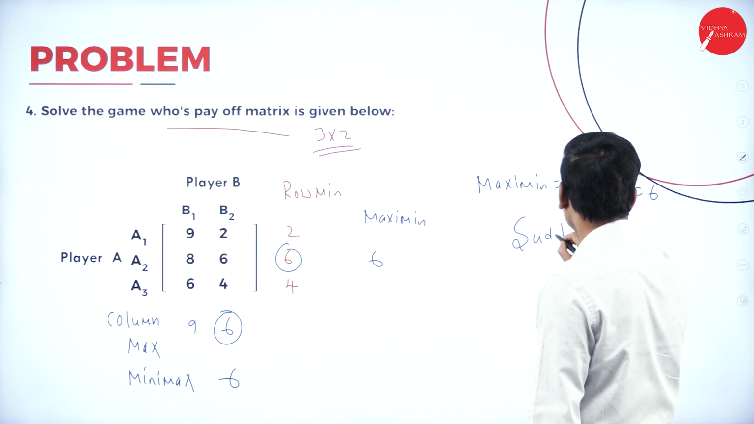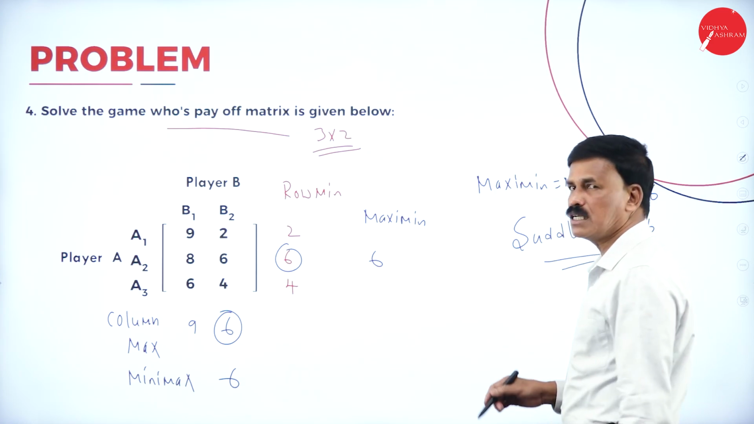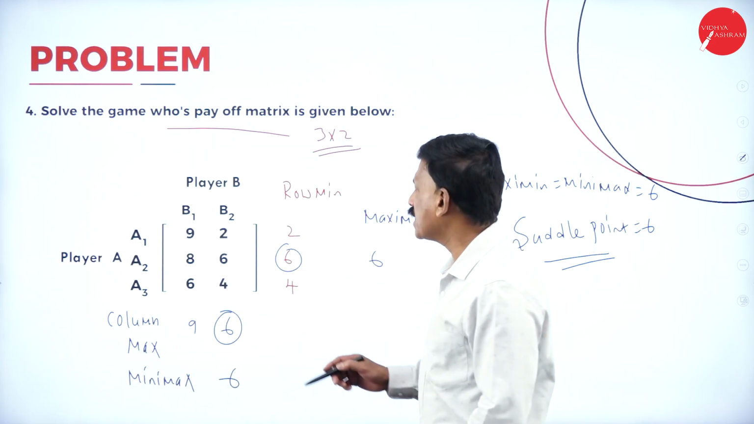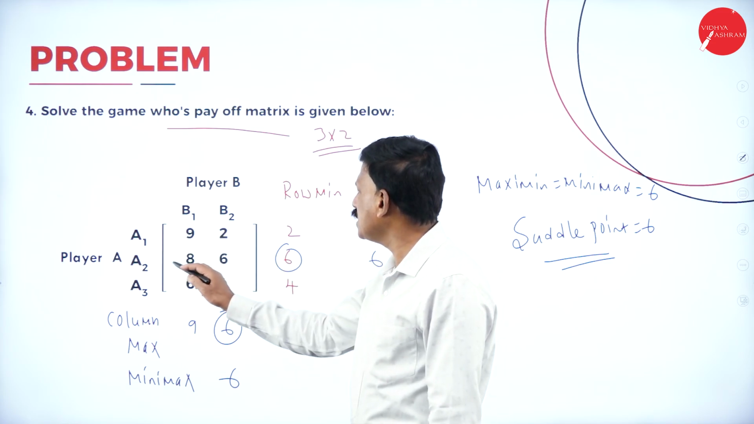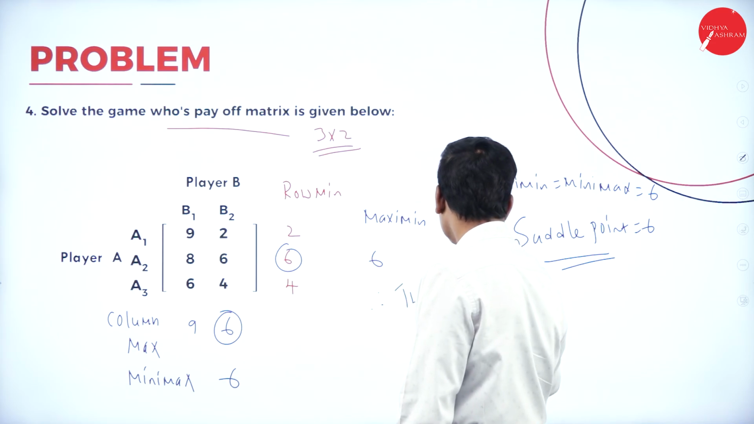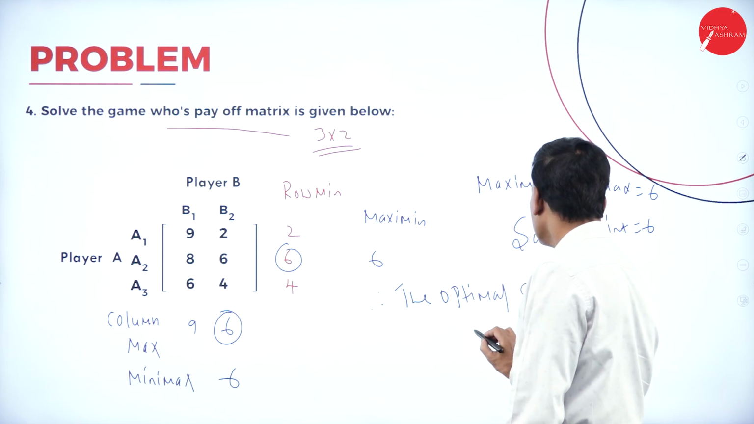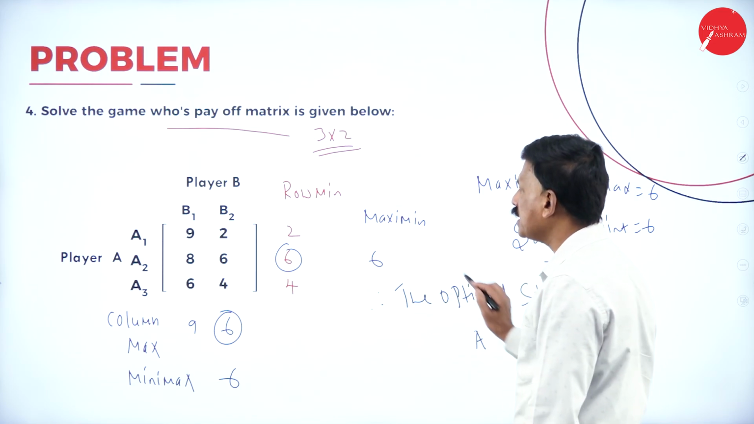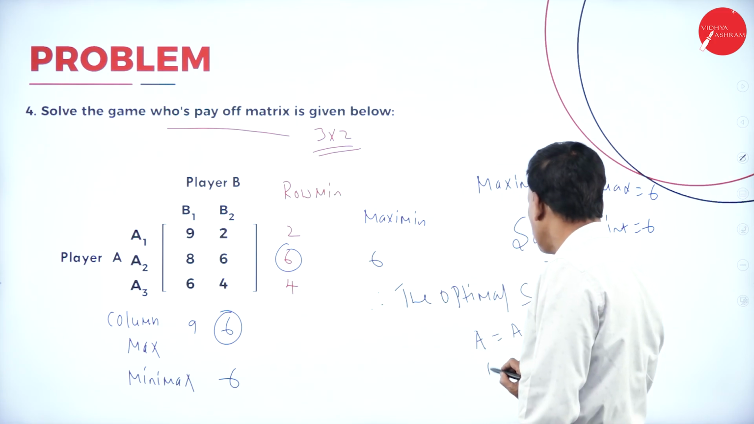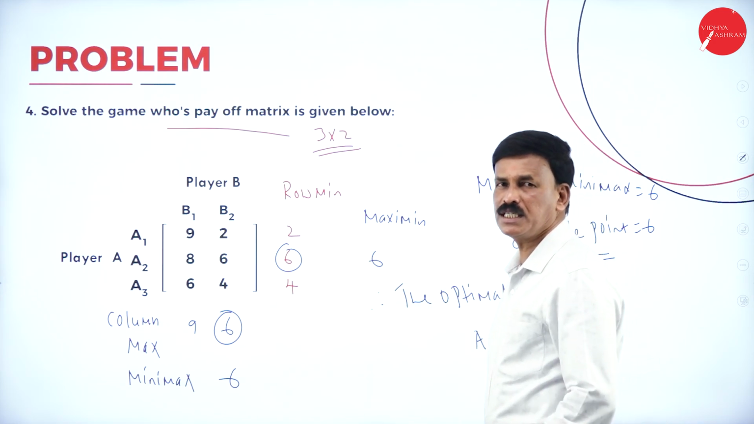Therefore, the value of the game, the saddle point, is equal to 6. 6 is the saddle point. The value of the game is 6. Hence, the optimal strategy for A is A2 and for B it is B2. So, A2 and B2 are the optimal strategies for the player A and B.